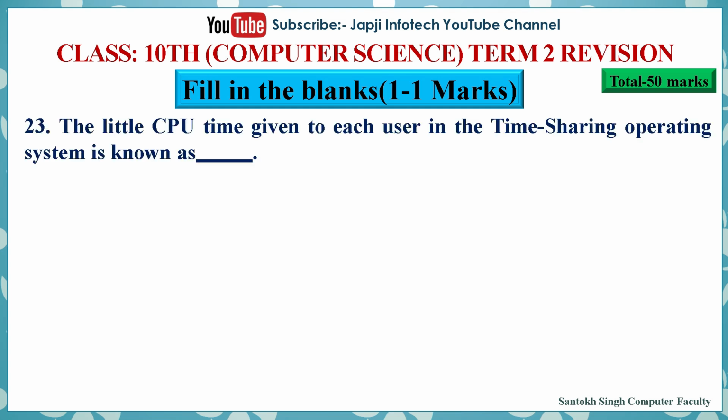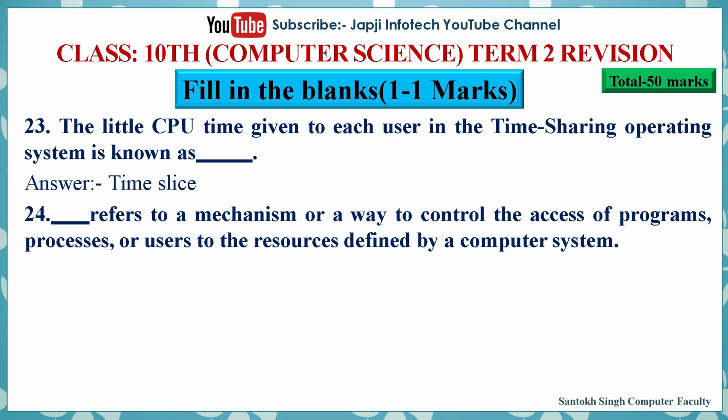23rd one is, the little CPU time given to each user in the time sharing operating system is known as dash, and the answer is the little CPU time given to each user in the time sharing operating system is known as time slice. The 24th question is, dash refers to a mechanism or a way to control the access of program, processes, or user to the resources defined by a computer system. And the answer is protection refers to a mechanism or a way to control the access of program, processes, or users to the resources defined by a computer system.